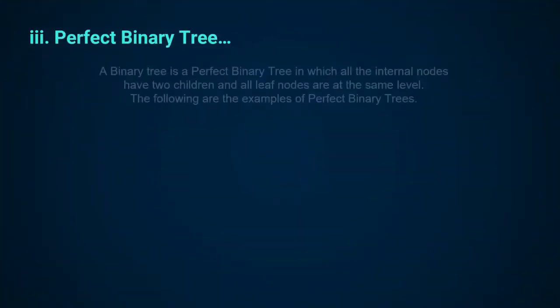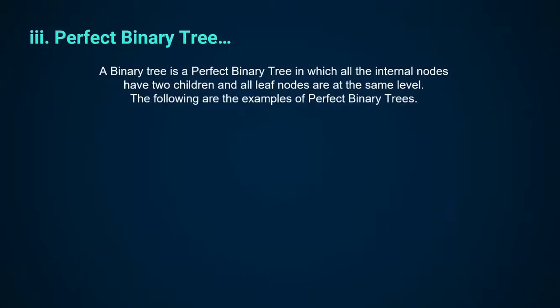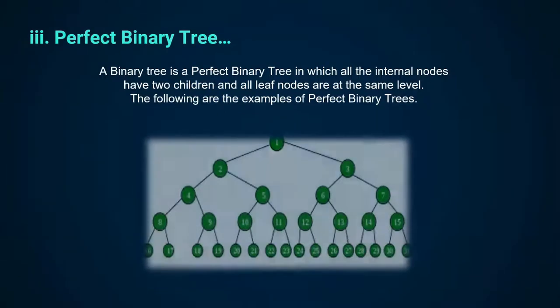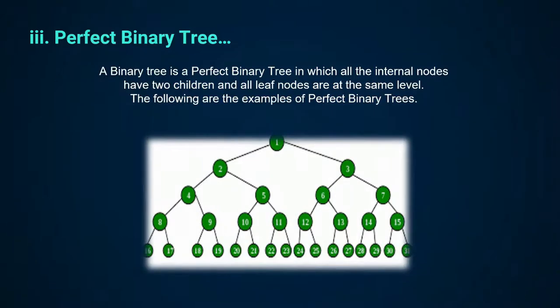Our next type is a perfect binary tree. A binary tree is a perfect binary tree when all the internal nodes have 2 children and all the leaf nodes are at the same level. If you want to get a clear idea about it, then look at our example. It shows that all the nodes have 2 children and they are at the same level.